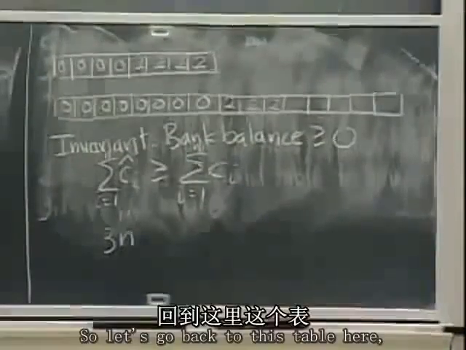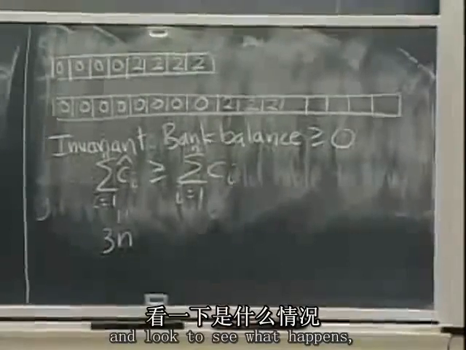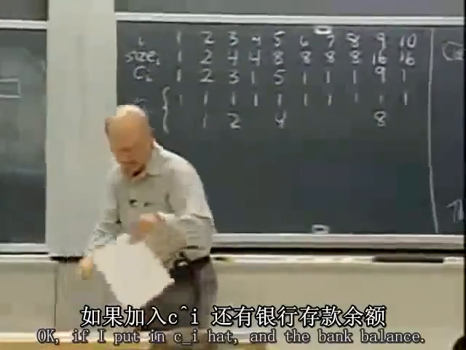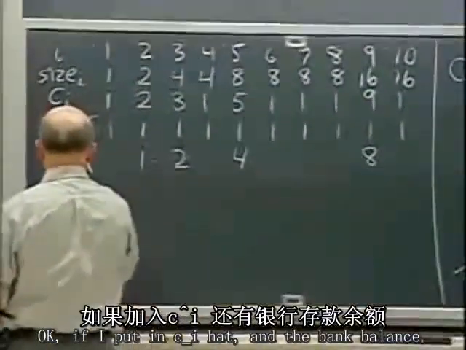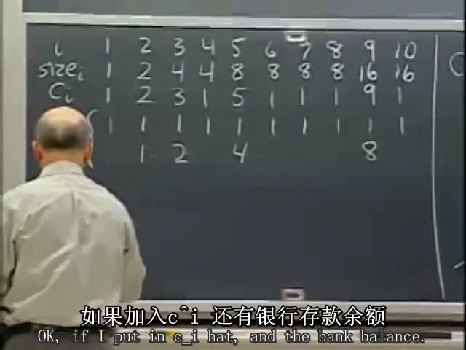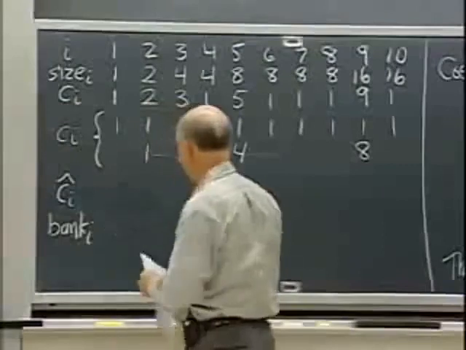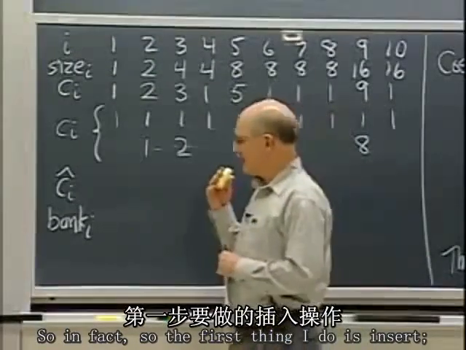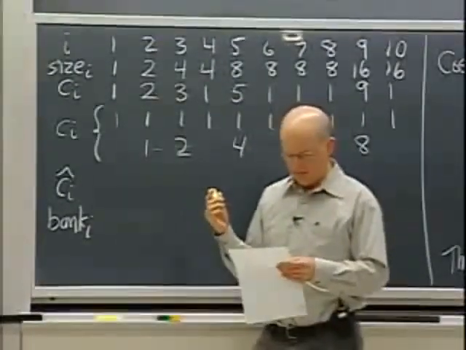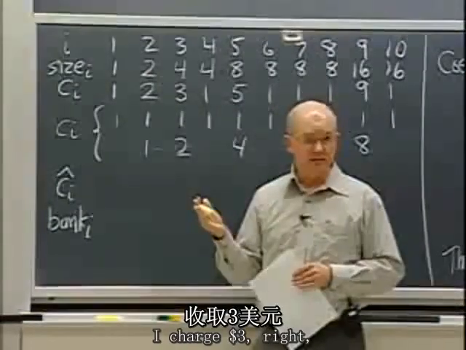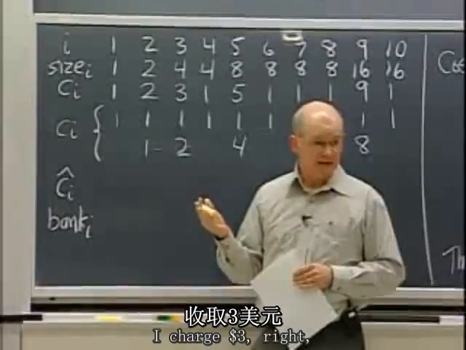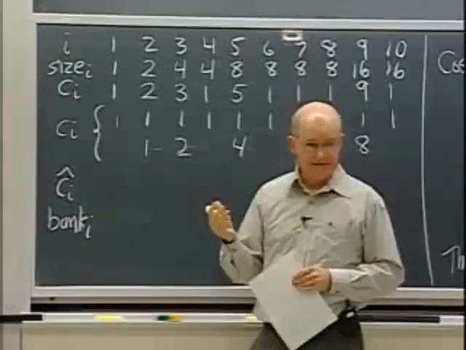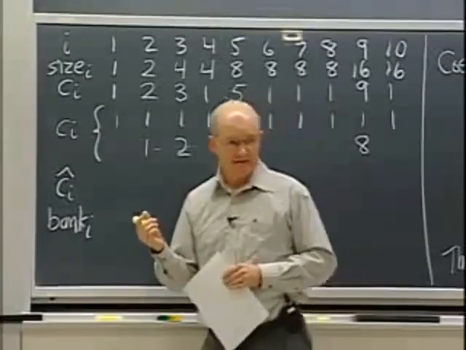Okay? So let's go back to this table here and look to see what happens. Okay, if I put in c sub i hat and the bank balance. Okay? So in fact, the first thing I do is insert, I charge $3, right? And I do an insert. How much do I have left? I'm going to have $2.